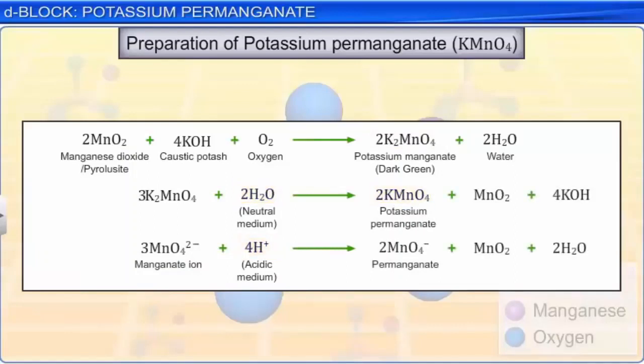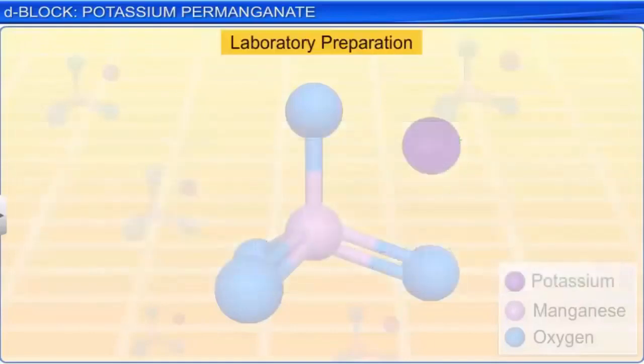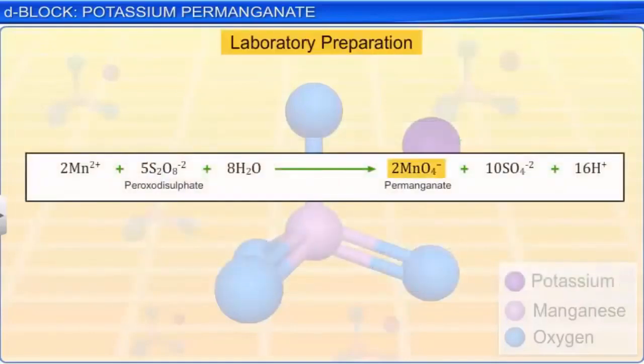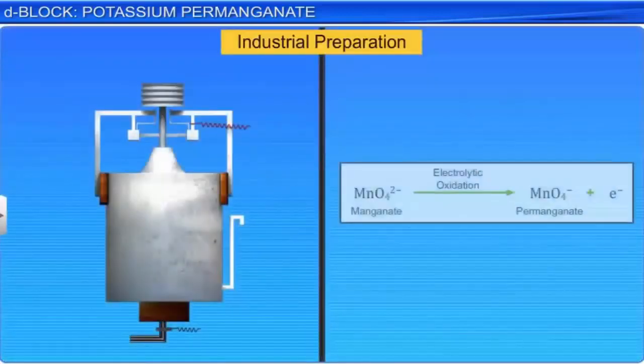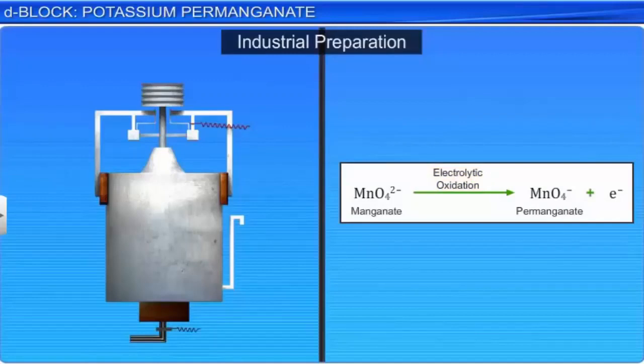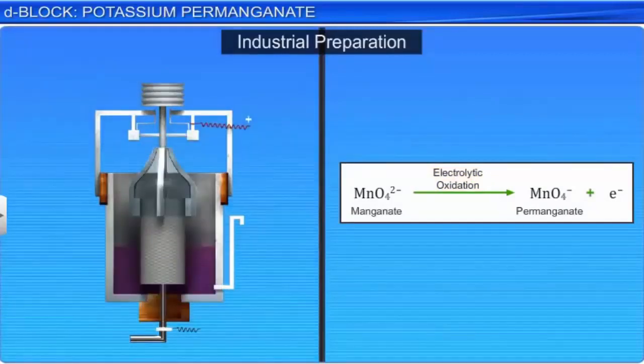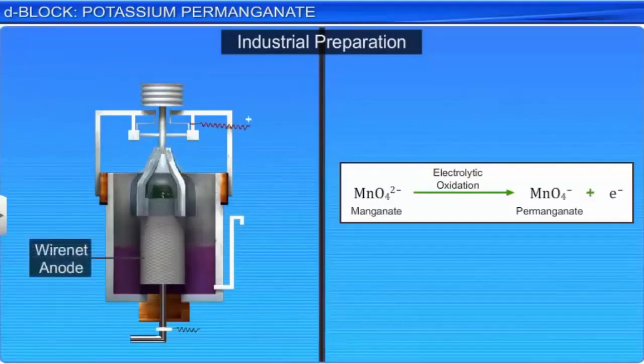In the laboratory, potassium permanganate is prepared by the oxidation of a manganese 2 salt by peroxodisulfate. Industrially, it is prepared by the electrolytic oxidation of a manganate solution. In this method, the manganate solution is placed in an electrolytic cell provided with a rotating wire netting anode. An inlet pipe made of iron for the liquor acts as the cathode.